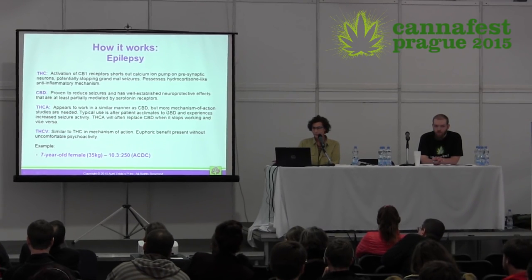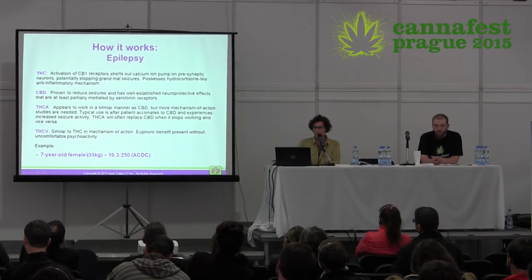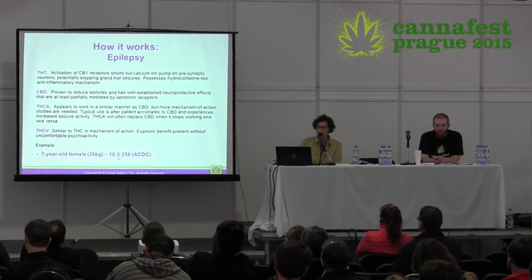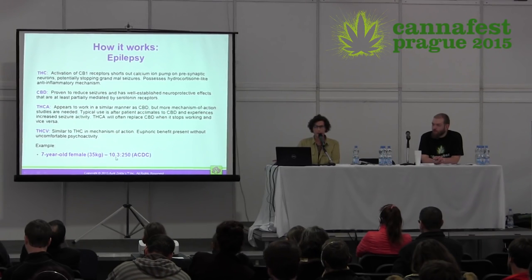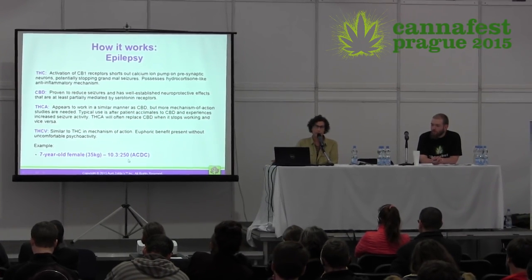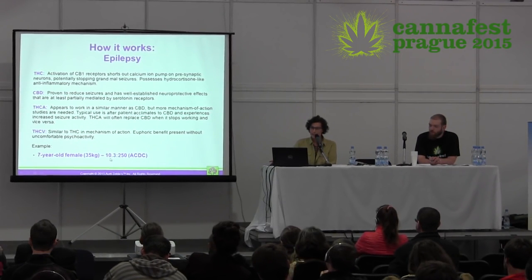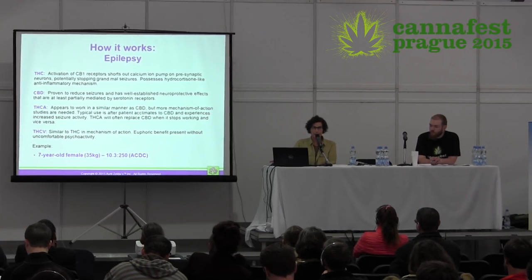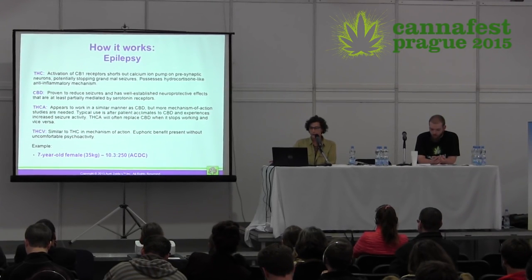And then here's an example of a 7-year-old little girl where she was able to take only 10.3 milligrams of THC along with the 250 milligrams of the CBD. And 10.3 might not sound like much, but if you don't have that, she'd be back to having seizures. It is very, very important.